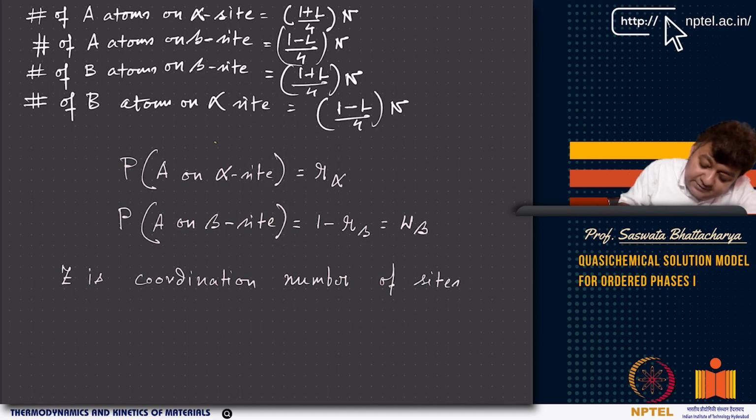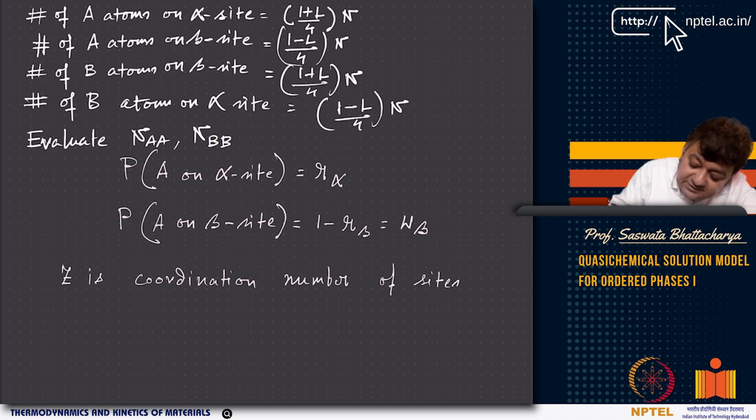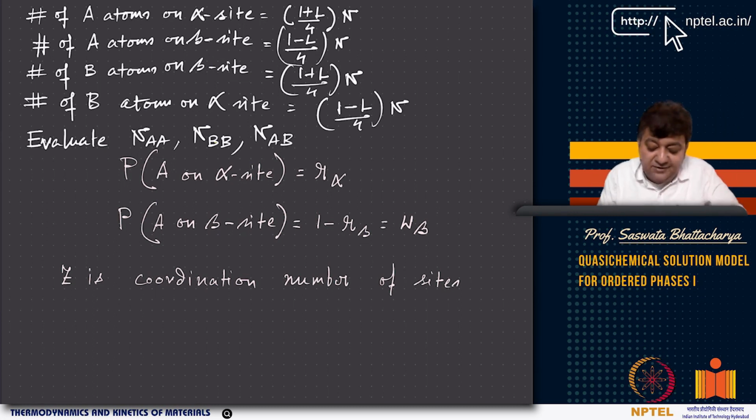Now you are going to evaluate. Now you can evaluate the number of AA bonds with this information, number of BB bonds with this information, and number of AB bonds. How do you do that? See, probability of A on alpha is basically given by the fraction, right, which is R alpha, right? And probability of A on beta is 1 minus R beta, right? Probability of A on beta is basically 1 minus R beta, because R beta is probability of B on beta, right? So this is 1 minus R beta, which is basically W beta.